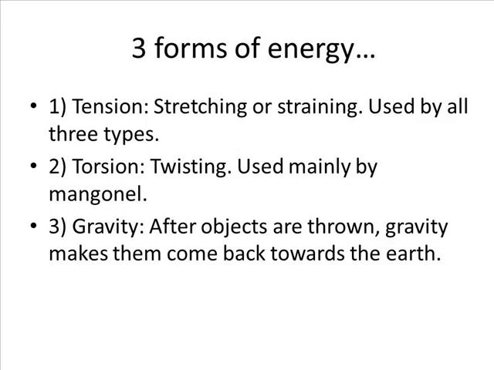So the three forms of energy with catapults are tension, torsion, and gravity. Tension is stretching or straining, and that is used by all three types. Torsion means twisting, and that's used mainly by the mangonel. And then there's gravity, and that goes with all three types of catapults. After objects are thrown, gravity makes them come back down towards the earth.